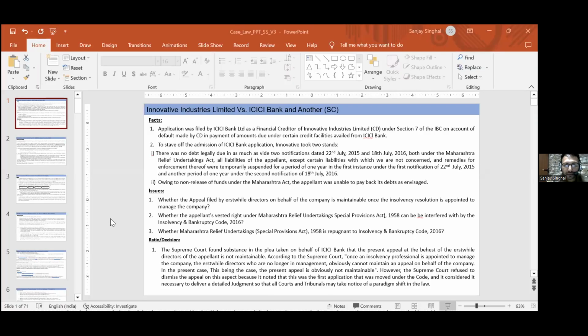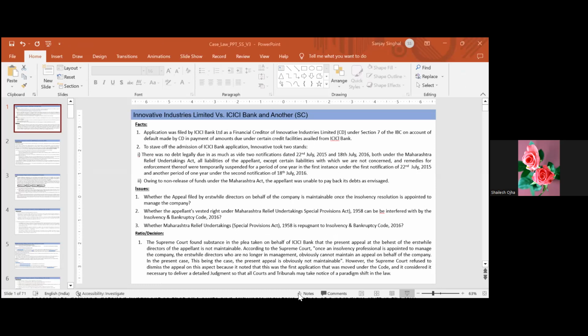Okay. So let's start from the first case law, Innovative Industries Limited versus ICICI Bank. Hope the slide is audible to everyone. No, not yet, sir. Let me share the screen. Now it is, yes sir. Yes sir, okay.